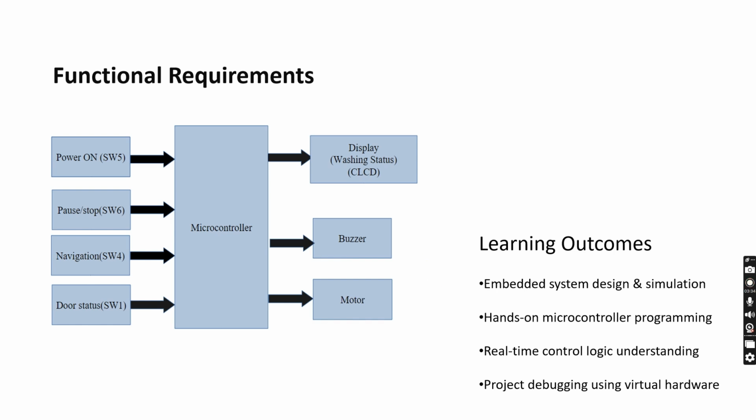In the code, switch 5 is used to power on, switch 6 is used to pause or stop, switch 4 is used to navigate, and switch 1 is used to check the status of the door. The LCD acts like a digital display on a washing machine where it shows instructions, current status, etc. The buzzer is used to indicate stages like completion. The fan is used to simulate the drying process. I got hands-on microcontroller programming, real-time control logic understanding, and project debugging through this hardware model.